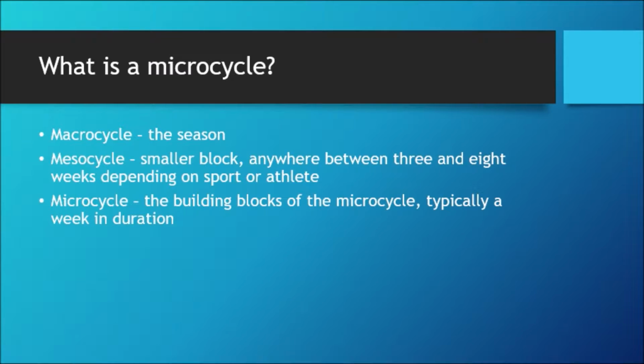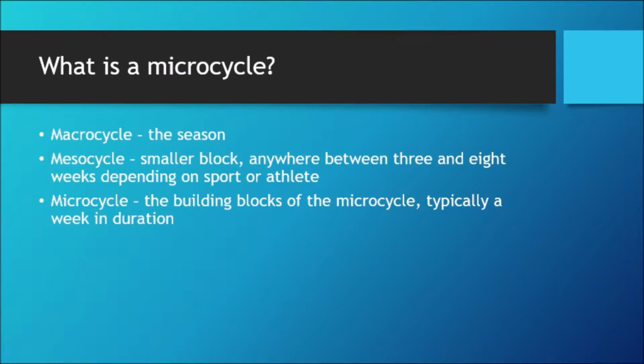So the first question you're probably all asking is, what is a microcycle? So there are three different types of cycles that we use to break up our training planning. They are the macrocycle, the mesocycle, and the microcycle. Now, the microcycle is what we will be focusing on in this video, but I think it's important that we highlight what those other cycles are first.